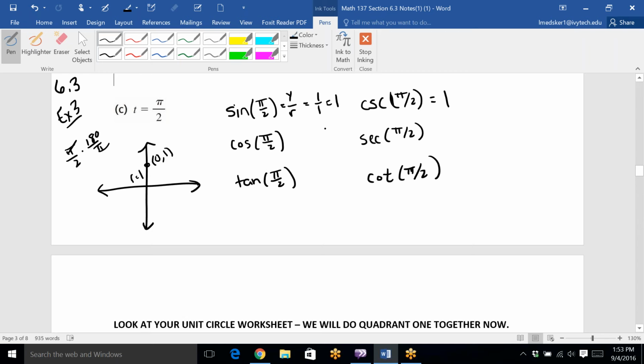Cosine would be the x over r. So that would be 0 over 1, which is 0. That means that when you flip this, this is 1 over 0. So secant would be undefined. And then tangent is y over x, which is 1 over 0, which is undefined. And we flip that, that's 0 over 1, which is just 0. So notice there's this matching: whatever is 0 for one, the reciprocal is always undefined, and vice versa.